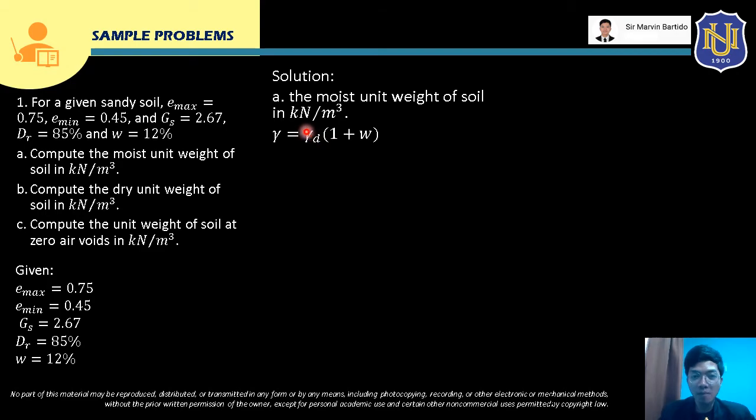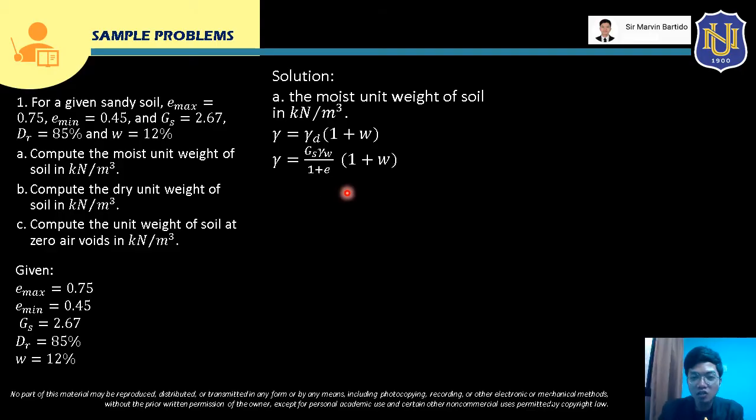In this case, gamma dry can be expressed as G sub S times gamma water over 1 plus E. Okay, we have no problem with G sub S, that is given. The water content is also given. Gamma water is constant, we have a value for that. The E, class, is our problem because it is not given.